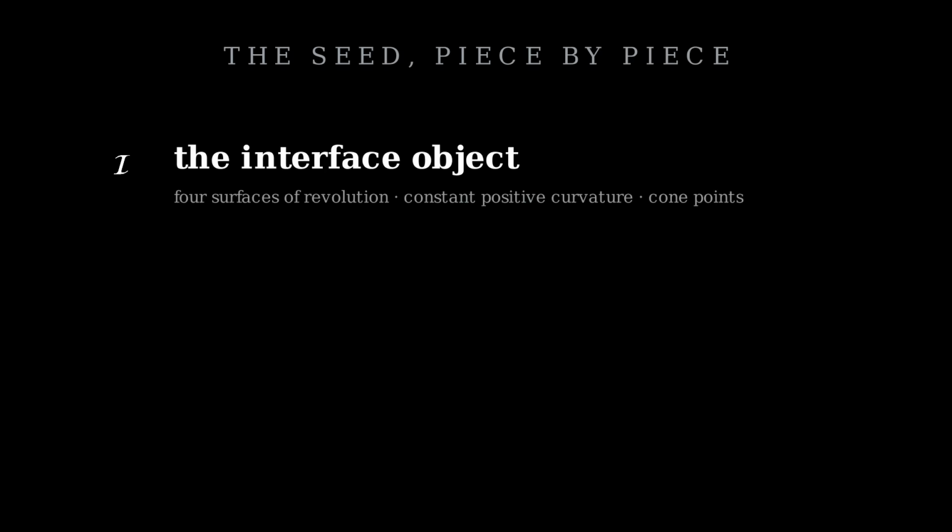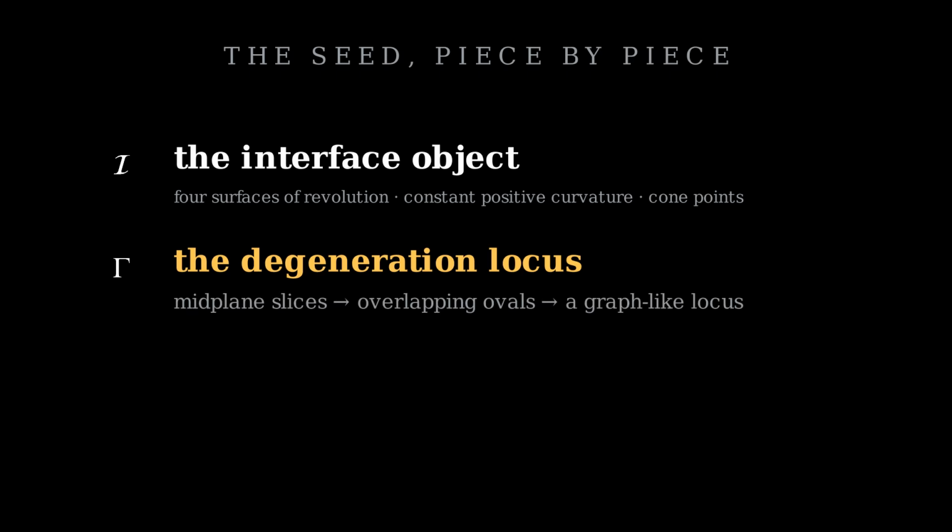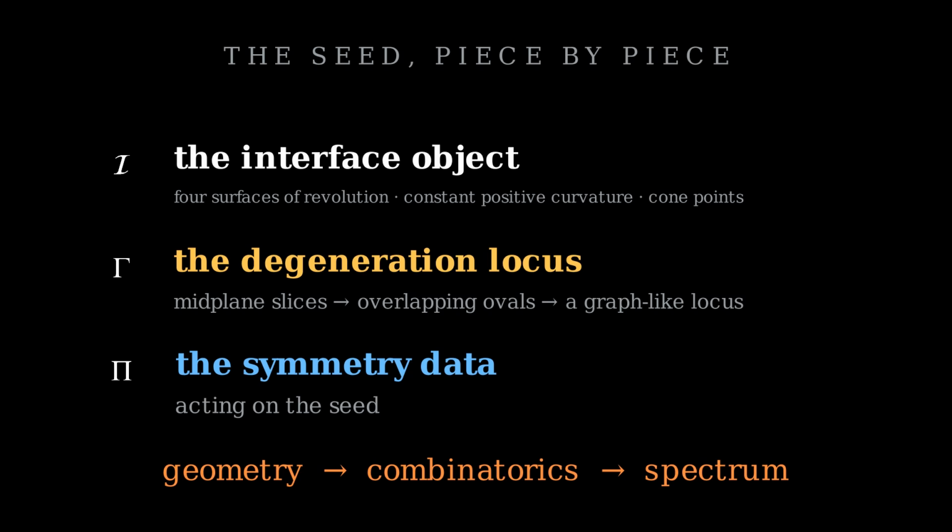Inside this completion, the special object appears. I is the interface object, a symmetric interface in dimension 3, obtained from 4 maximal surfaces of revolution inside the cube, each with constant positive Gaussian curvature and cone points at antipodal boundary vertices. Gamma is the distinguished degeneration locus, and it is not an auxiliary graph added afterward. It is generated by the interface itself. Slicing by the coordinate midplanes produces overlapping oval curves, and their intersections assemble into Gamma. Gamma is where the geometry becomes combinatorial, and where the combinatorics become spectral. Pi, finally, is the symmetry data acting on the seed.